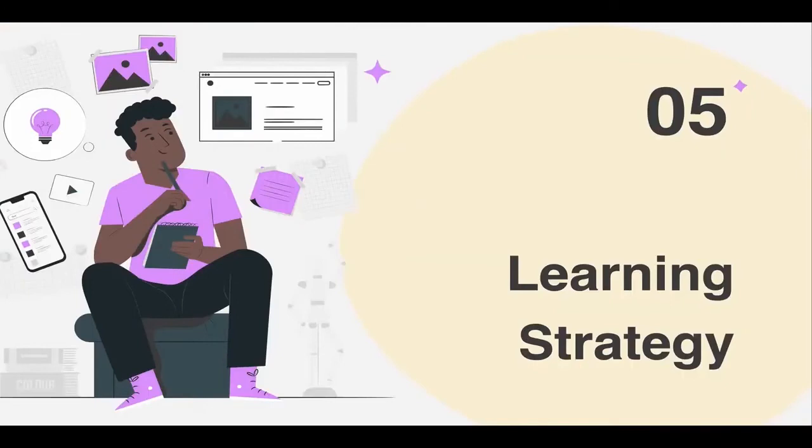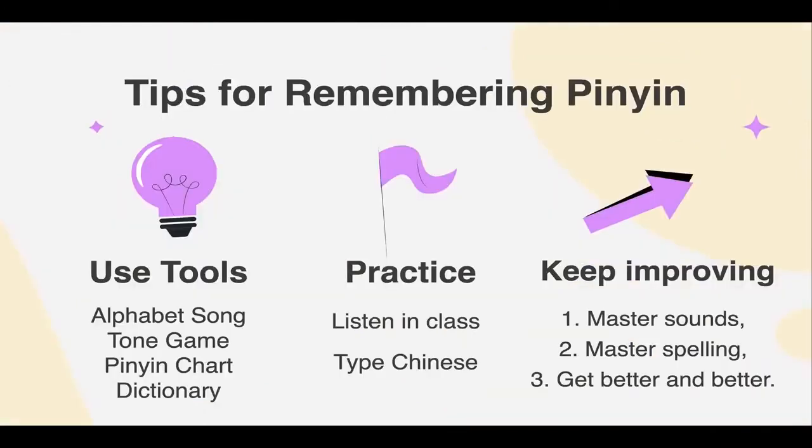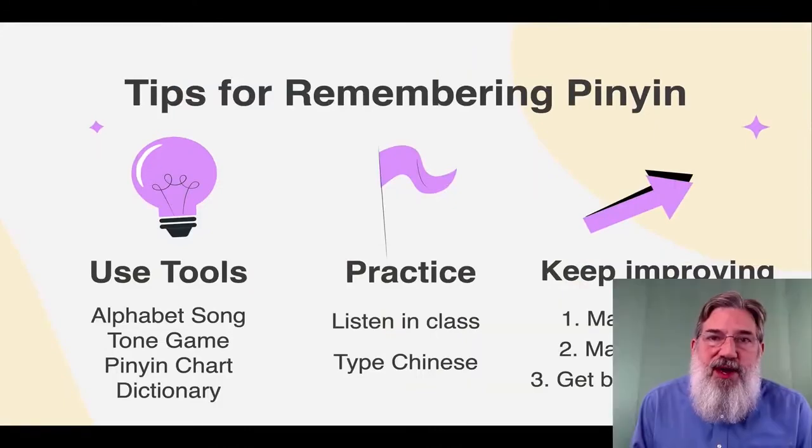All right, so let's sum up with our learning strategy. The tips for remembering Mandarin are to use tools that are available. You have the alphabet song that I gave you, and I'm going to demonstrate the tone game in a minute. And there is a PDF of a pinyin chart for you to download right next to this video, and I do suggest that you keep it for reference because it is kind of handy. Then you'll want to use a dictionary. I've done a demo separately of the Pleco dictionary where you can learn how to look words up, and every time you do, you'll get more practice using your pinyin.